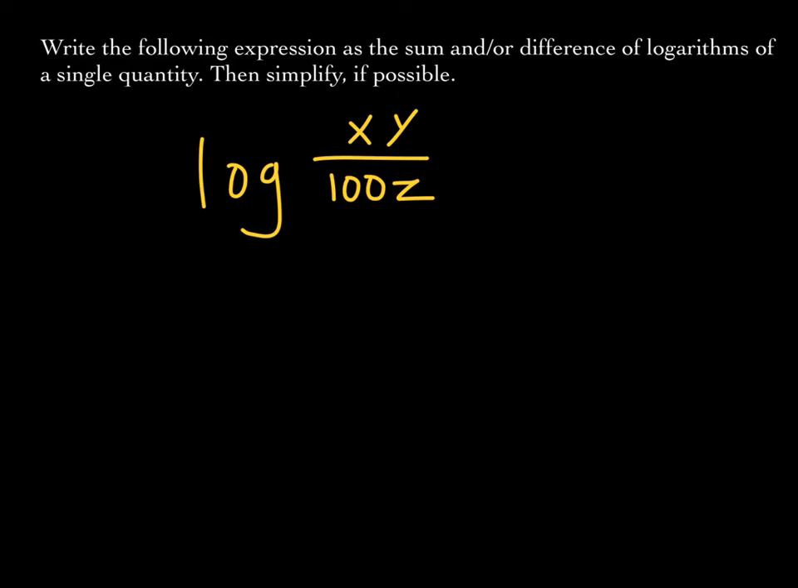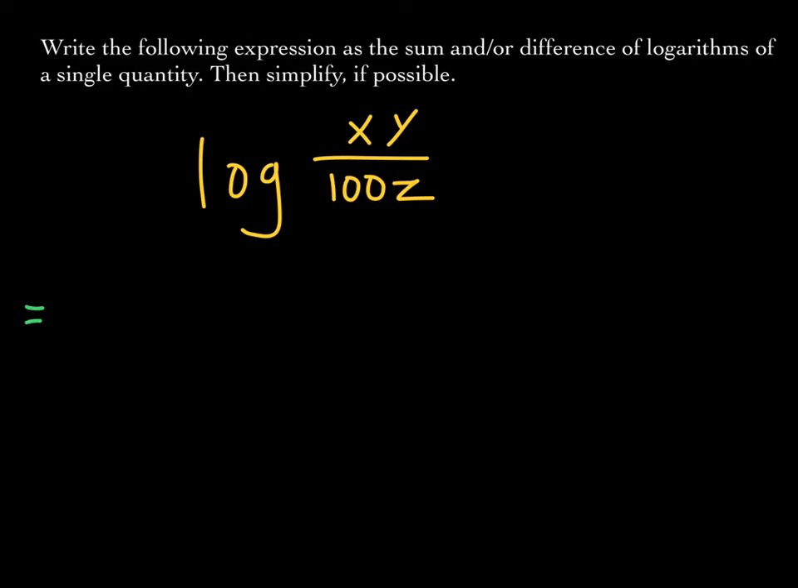All right, we're going to write the following expression as the sum and or the difference of logarithms of a single quantity. And then we'll simplify if we can. This is not a single quantity. It's x times y, then divided by 100 times z. There's a lot going on here. Now, this is a common log. So what I'm going to do here is I'm going to rewrite this.